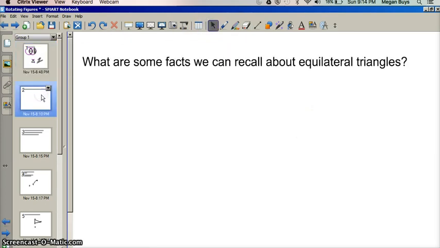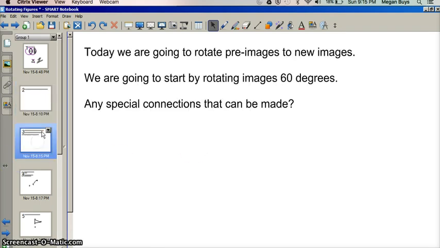So this is going to tie into our lesson because we're going to think about what we know about equilateral triangles. So appropriate responses here should be that all equilateral triangles are regular polygons, meaning they all have the same side length and the same angle measure. But what's specific about that angle measure is that it's 60 degrees, which is exactly what we are going to be rotating about. So today we're going to rotate the pre-images to the new images, and we are going to start by rotating images 60 degrees.